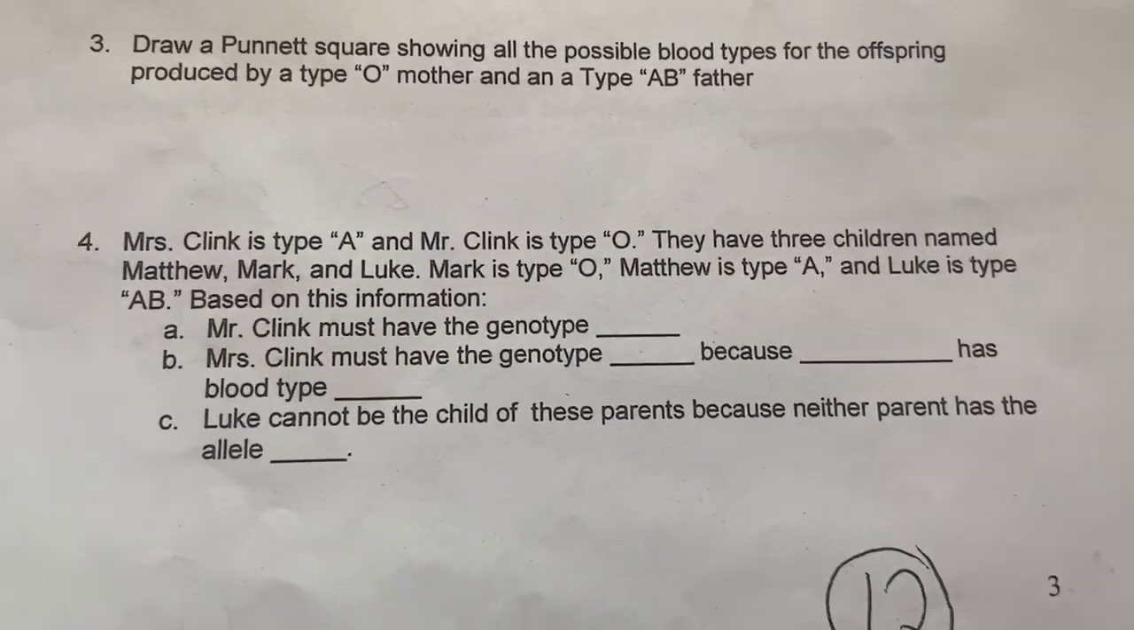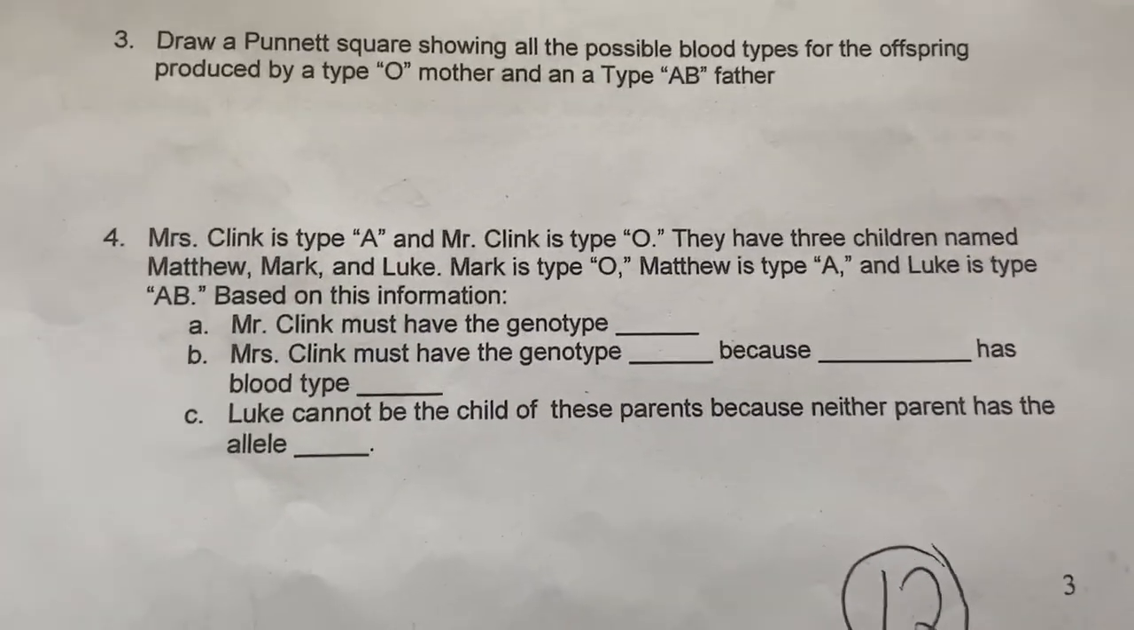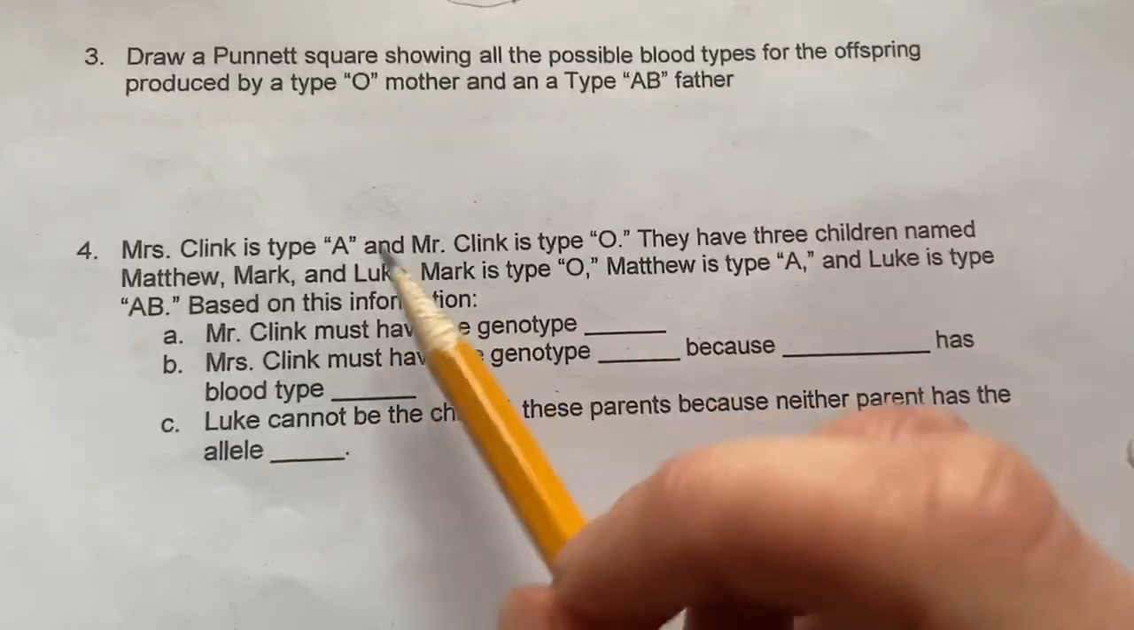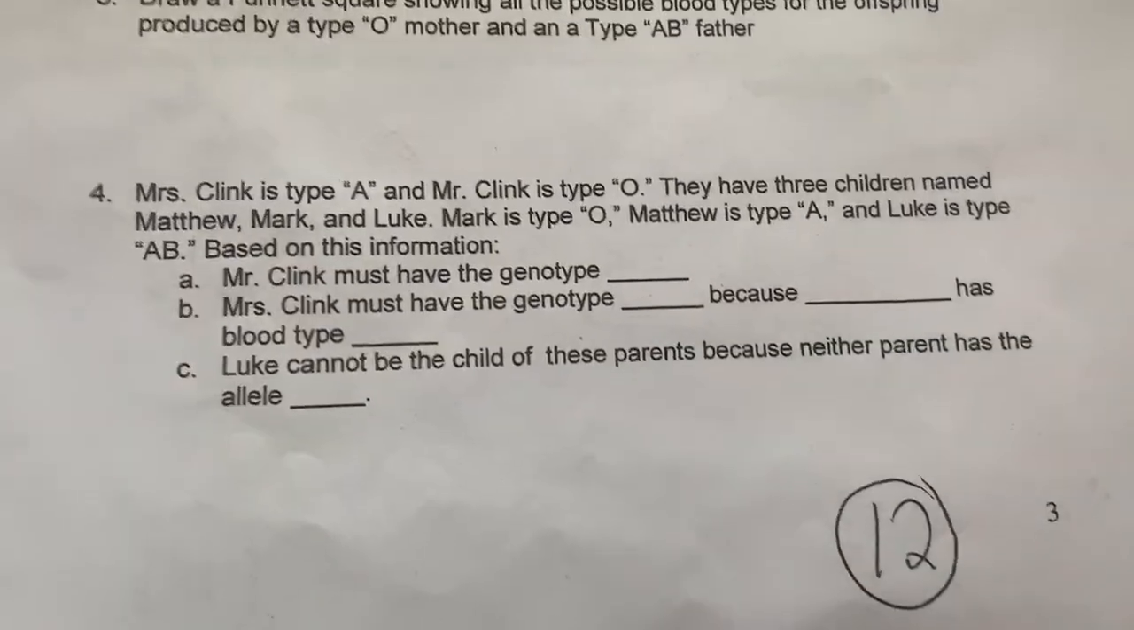Like I said, you have to work backwards. So for this one, you might want to do a bunch of different Punnett squares to see what would actually work as the parents' genotypes.